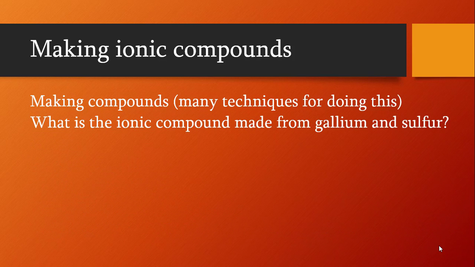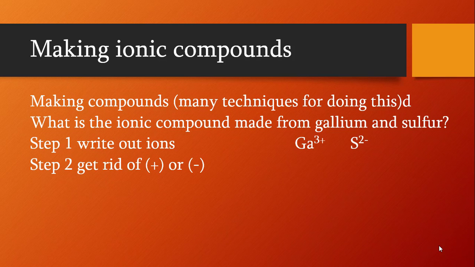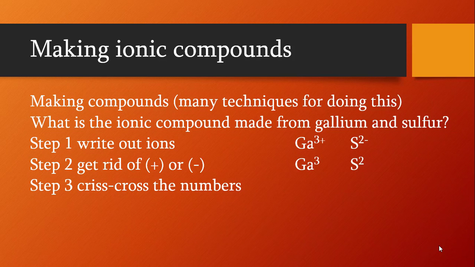Let's start with an example. What is the ionic compound made from gallium and sulfur? First step, write out the ions. Gallium is 3 plus and sulfur is 2 minus, both of which we get from the periodic table. Now we're going to get rid of the plus or the minus sign on the charges, so it looks like this. Now we're going to crisscross the numbers. The 3 comes down to here, and the 2 comes down to here. So it looks like this, and we put the things together, and it looks like that.